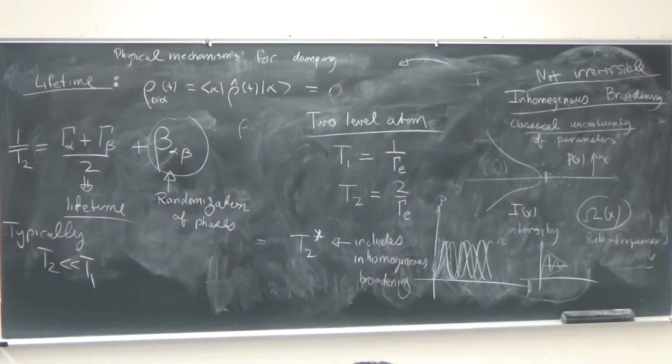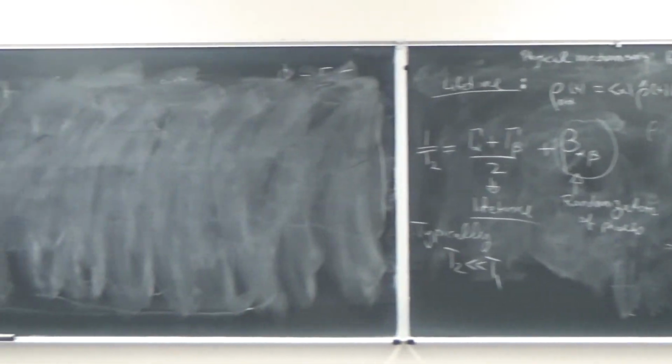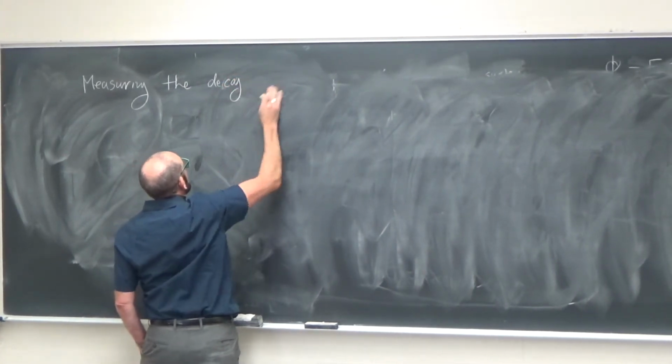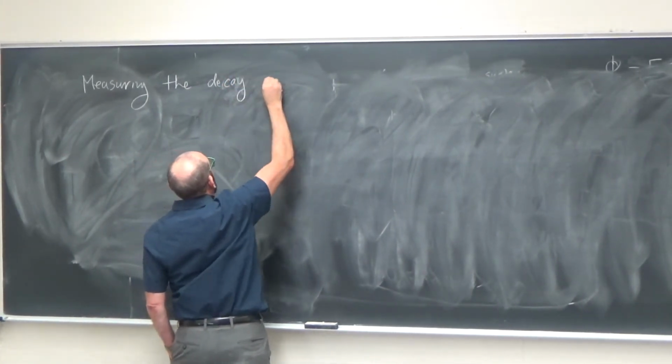So, an important thing, looking at your homework, I wanted to talk about some of the things you're looking at in your homework here, so that we make sure we're on the same page. So the first question is about measuring the decay of quantum coherence.